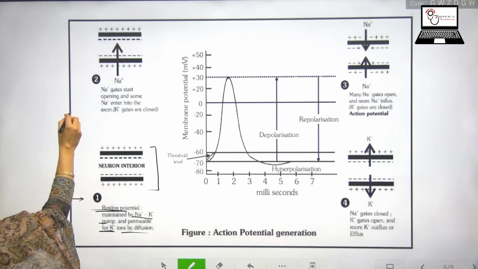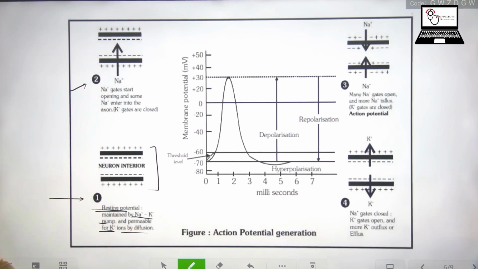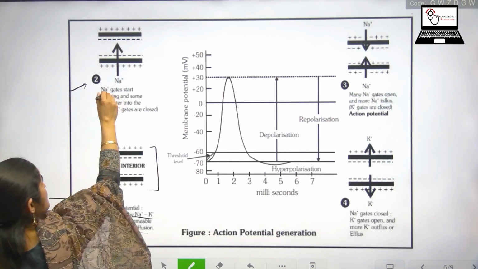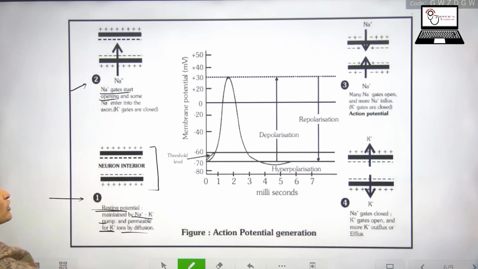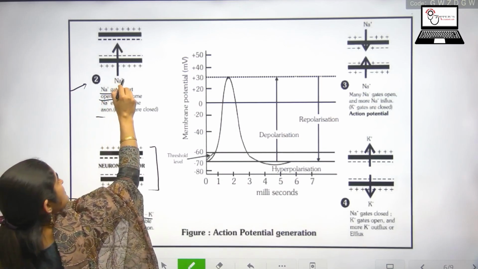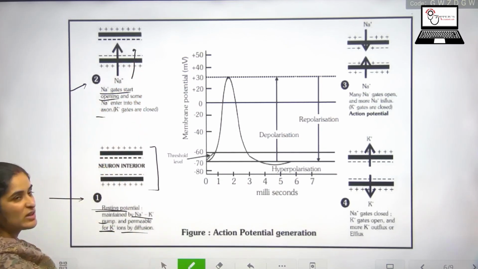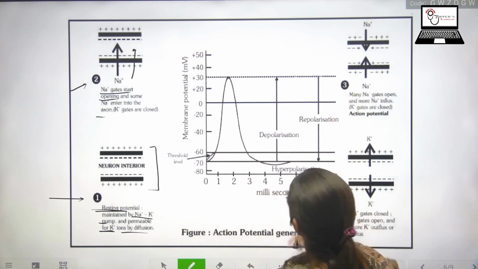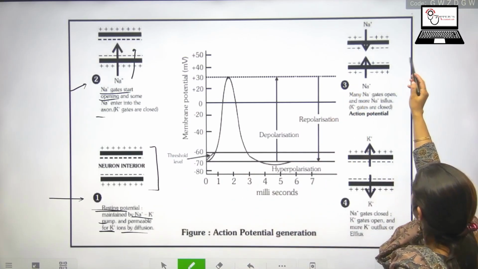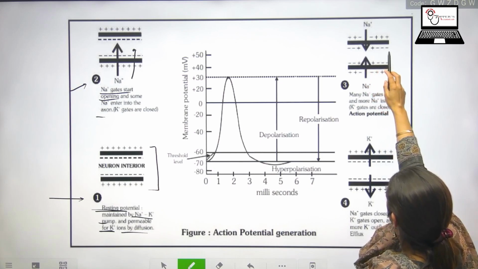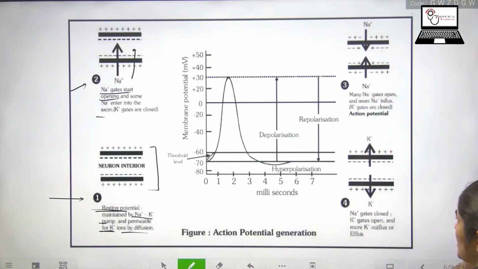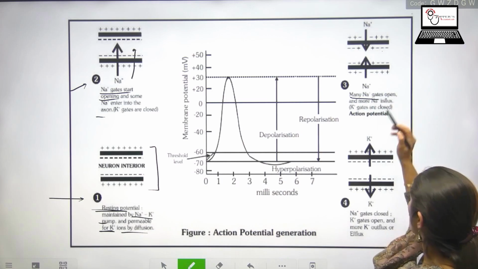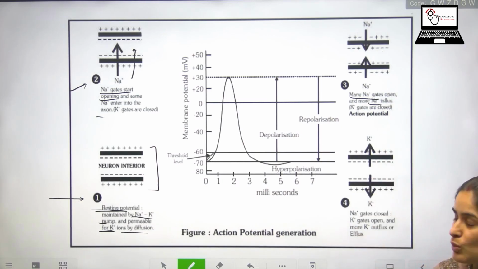Next step is there. In this step, sodium channels open and some sodium enters into the axon. Got it? From outside, see this, the sodium ions will move inside. Due to this, the membrane will depolarize. See, in the third stage, inside the membrane positive charge is there and outside is the negative charge, and the inside of the membrane is positively charged, because many sodium channels open and more sodium influx takes place.